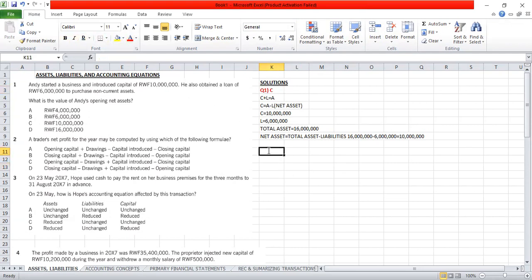Question 2. A trader's net profit for a day may be computed by using which of the following formulas? A: opening capital plus drawing minus capital introduced minus closing capital. No. B: closing capital plus drawing minus capital introduced minus opening capital. Yes, this is the right answer. Here it is B.